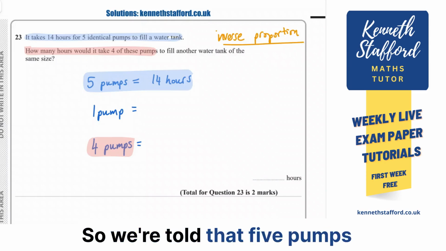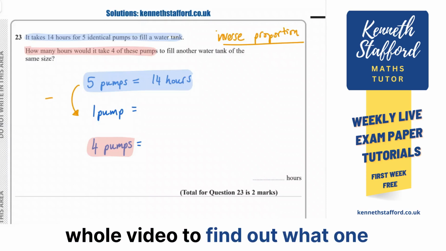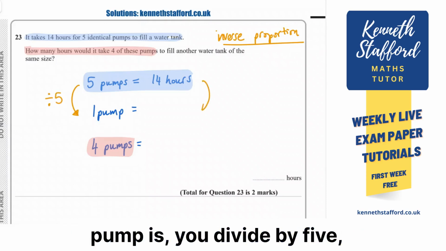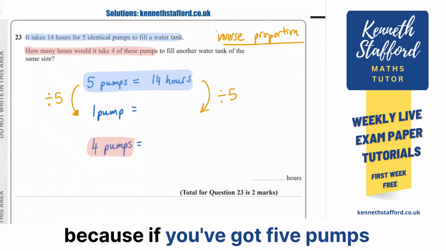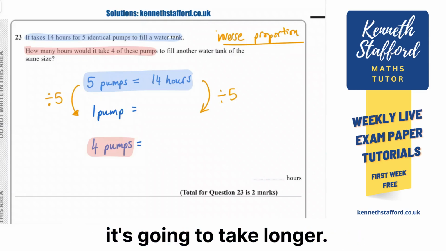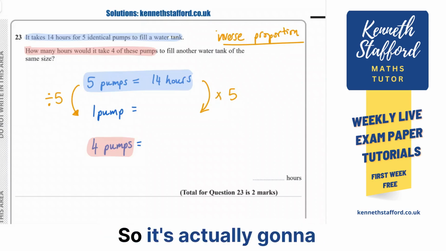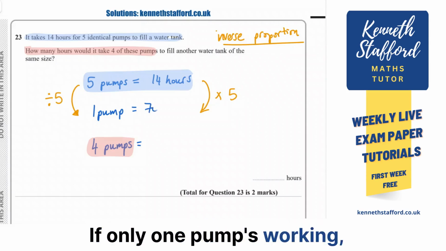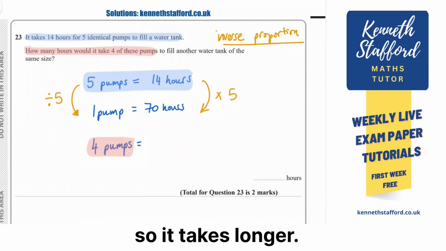So we're told that 5 pumps will take 14 hours to fill a water tank. Now, what we've done each time is, if you've been watching the whole video, to find out what 1 pump is, you divide by 5. So you do the same over here. That's not going to work this time, because if you've got 5 pumps working and they take 14 hours, if you drop down to 1 pump, it's going to take longer. So actually what we need to do here is the inverse, which is to times by 5. We're going to have to times 14 by 5. So it's actually going to take 70 hours if only 1 pump's working. It's going to take longer. We've no longer got 5 pumps, we've only got 1, so it takes longer.